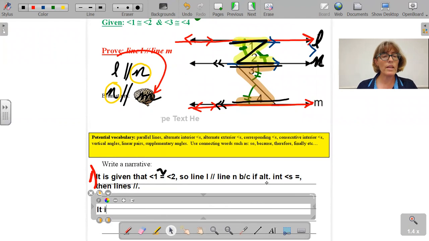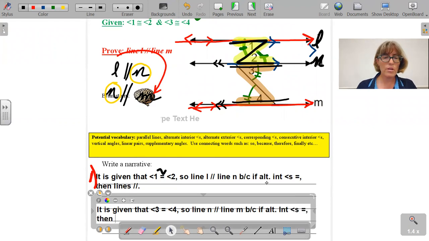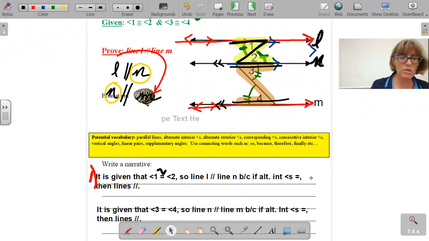Number 2, it is given that angle 3 is congruent to angle 4, so line N must be parallel to line M because if alternate interior angles are congruent, then lines are parallel. Can't type a congruent, so I'm just going to add the little congruent. That's number 2. Look very carefully on what's being repeated here.